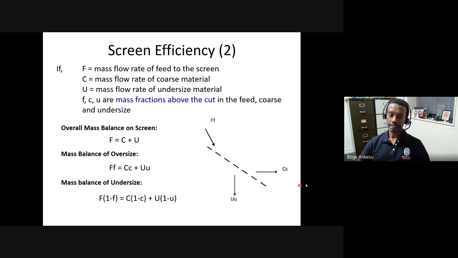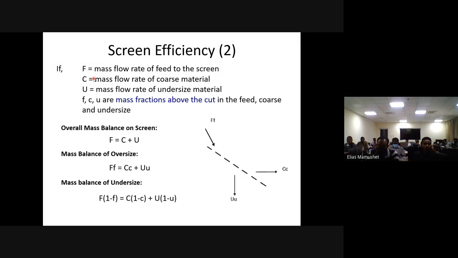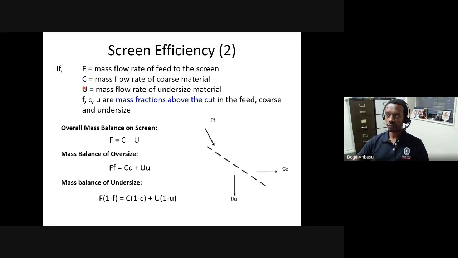Okay, so I can then weigh them. So weigh the oversize and the undersize and the feed. If you did that, you have F as mass of the feed, C as mass of the coarse material, and U as mass of the undersized material. So basically you split material into two, fine and coarse, right?